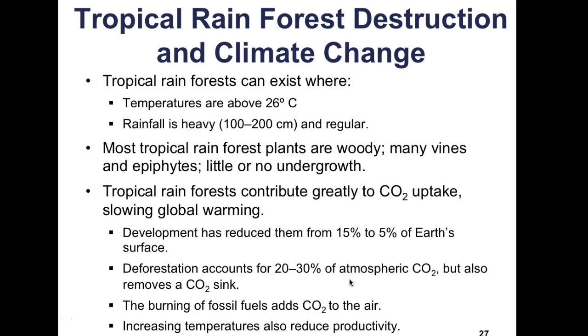Tropical rainforests contribute greatly to the carbon dioxide uptake, which basically slows global warming. Development has reduced the rainforests from 15% to 5% of Earth's surface. And basically deforestation itself accounts for 20 to 30% of the atmospheric CO2, but also removes that CO2 sink. So the burning of fossil fuels adds CO2 to the air, and increasing temperatures also reduce the productivity there.